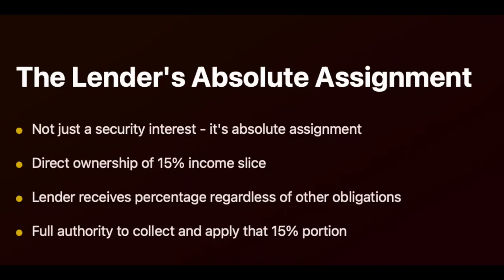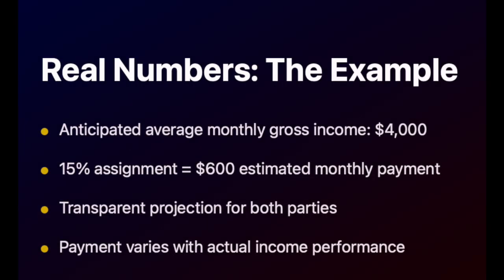directly. The document we looked at even anticipates what they call an anticipated average monthly gross income. For this property, it was $4,000. Okay, so they estimated up front. Yes, and based on that projection, it means an estimated monthly payment of $600 will be flowing to the lender. It makes it pretty transparent, or tries to, for both sides.